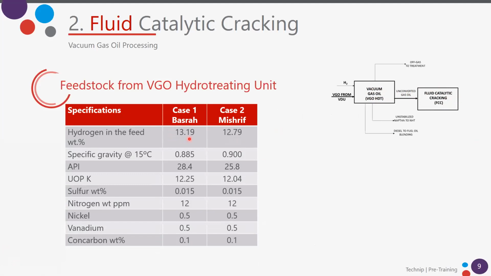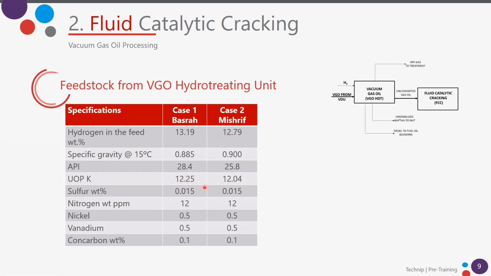We have seen that we will have this specific gravity. We have this API for the stream. Remember this factor, the UOP K factor. That is a factor that tells you how paraffinic your feed is. If it is higher, it means that it is more paraffinic. If it is lower, it means that it is more aromatic in your feedstock. And for the fluid catalytic cracking, the best feed is the paraffinic feed.